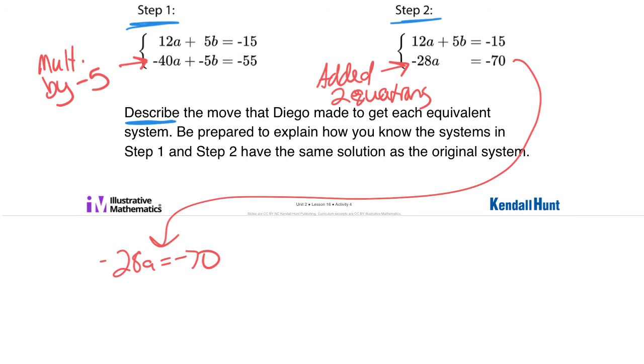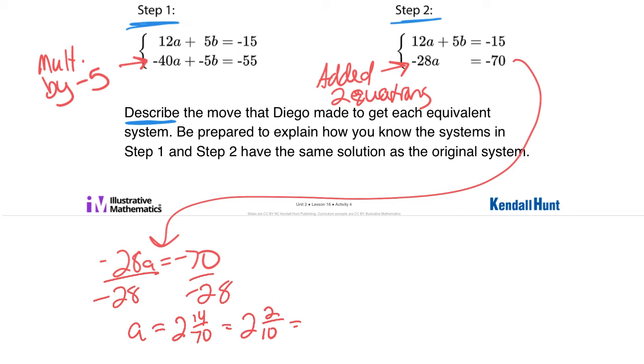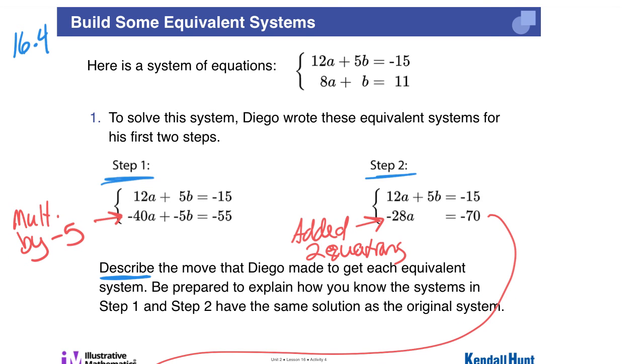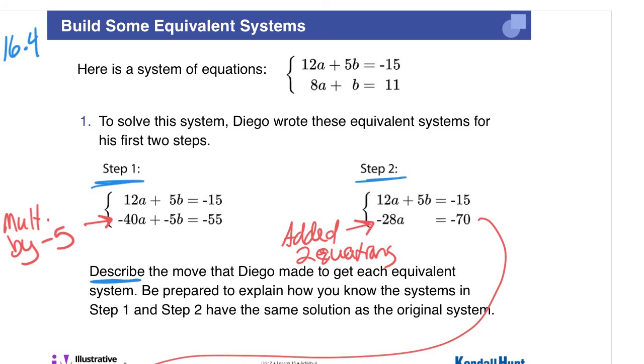And for practice, let's finish solving this from here. So I'm taking this equation that Diego got after he added them together, and I'm going to use that to solve for a. So I'm going to divide both sides by -28. And I get a equals a positive 2 and 14/70, which I could simplify to 2 and 2/10 or 2 and 1/5. Looking back at the top, I'm going to substitute that in for the second equation right here, just because the numbers are smaller.